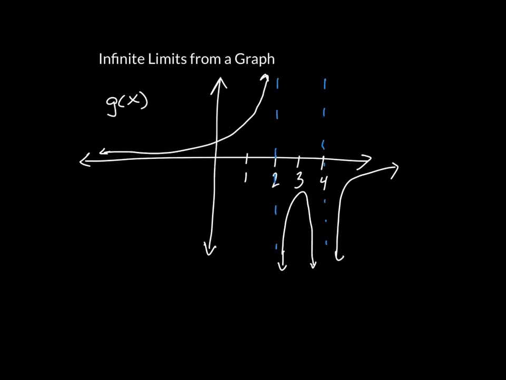Let's go ahead and take a look at this graph. We have a few things going on. The graph in white here, this is g of x. We have two asymptotes. They occur at x is equal to 2 and at x is equal to 4. So let's go ahead and examine a few limits.